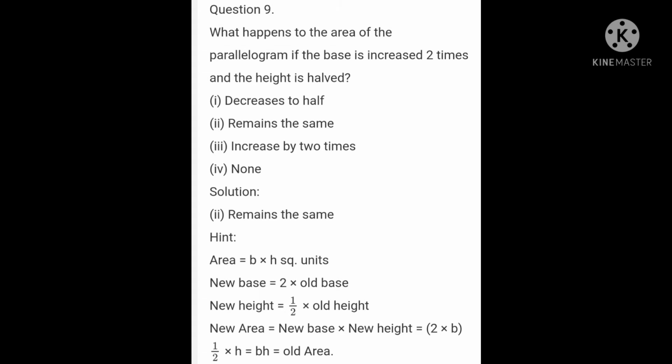So now the new area is equal to new base into new height. So 2 into B into half into H. 2 will be cancelled. You have B into H which is equal to the old area. So the area remains the same, second option.